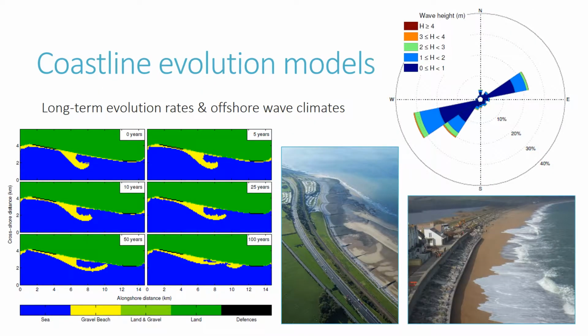Coastal evolution models are used to simulate long-term changes in shoreline position. They require information about the near-shore wave climate to drive the model and long-term shoreline position to calibrate the model for historical rates of evolution. This data often comes from nearshore wave rider buoys and aerial photography.